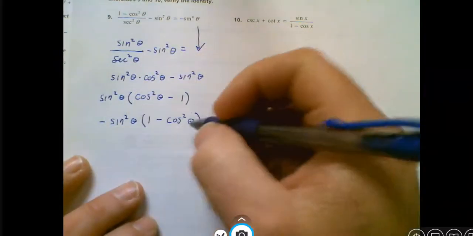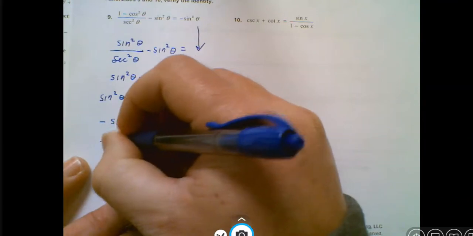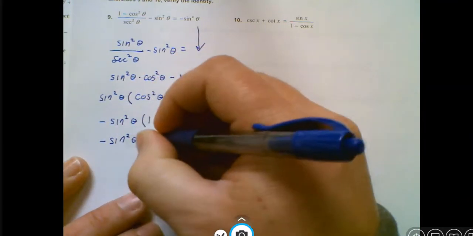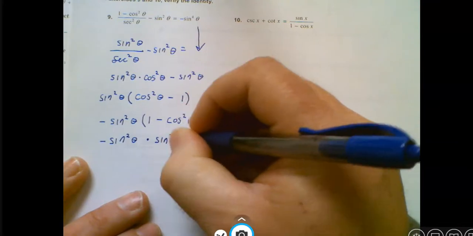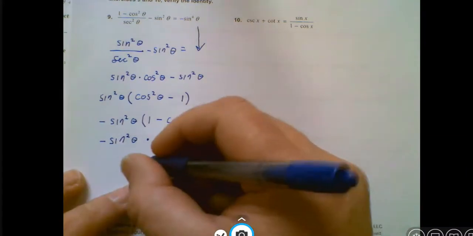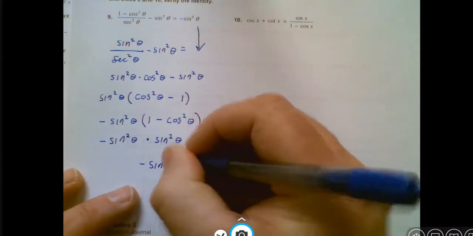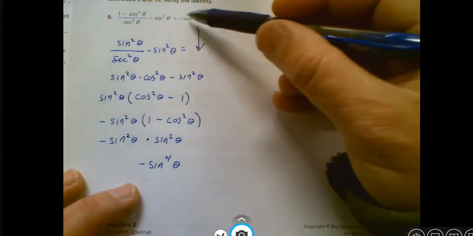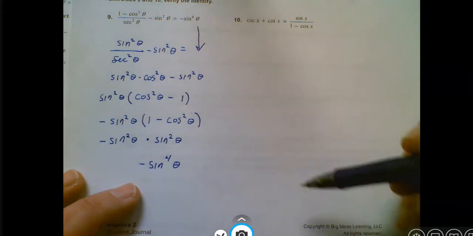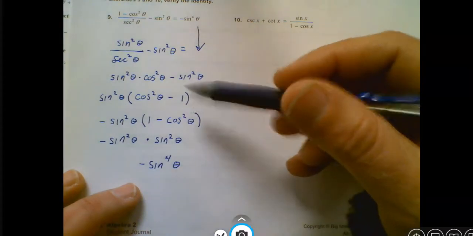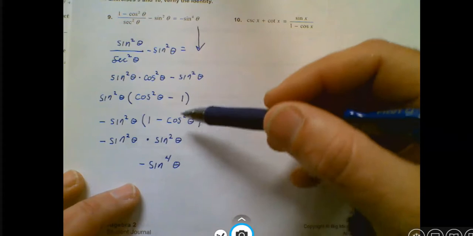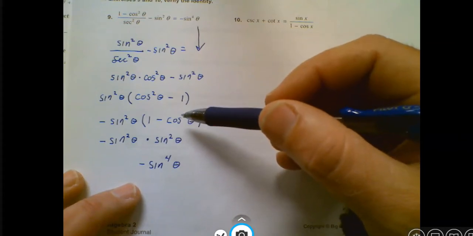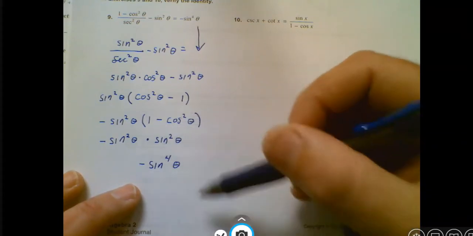So now it fits a formula. We know that 1 minus cosine squared is sine squared. And so now when I multiply those guys together, I'm creating that negative sine to the fourth. And we were able to prove that it does equal that right side. So I know these guys can be a little tricky, and it can be tough to see the right path on these. But again, a lot of it's just a matter of connecting it to a formula and being able to substitute so that we can simplify on those.